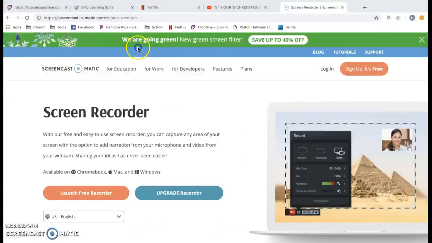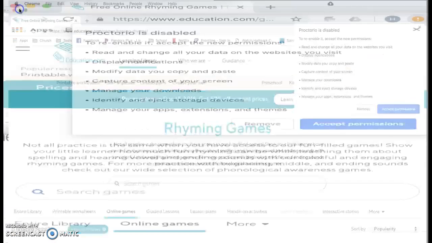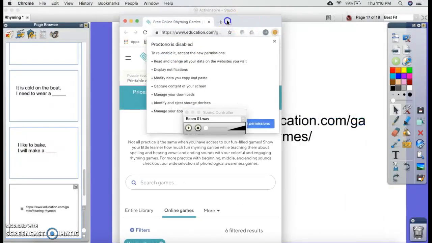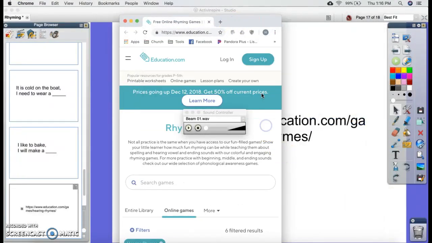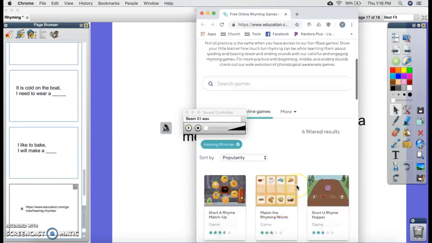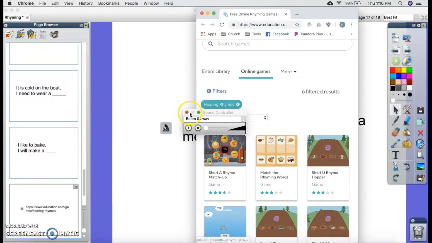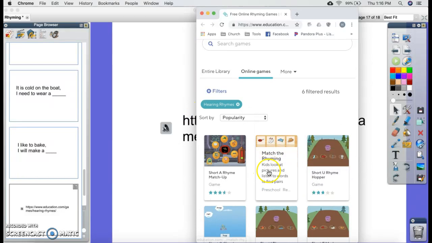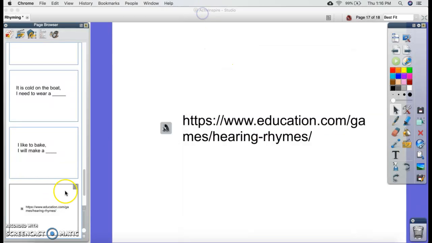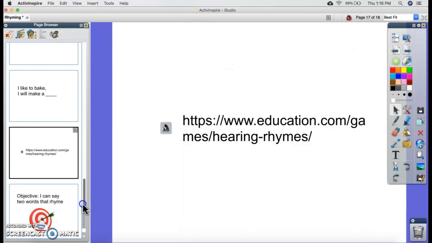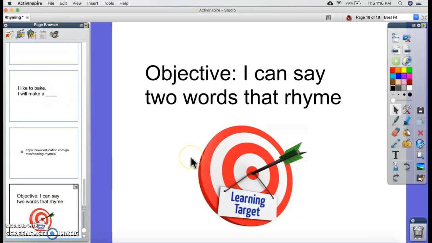which I will, there we go. So this is the website it would take us to, and then we would be able to pick a game to play to practice our rhyming. And then we would end with the objective again.